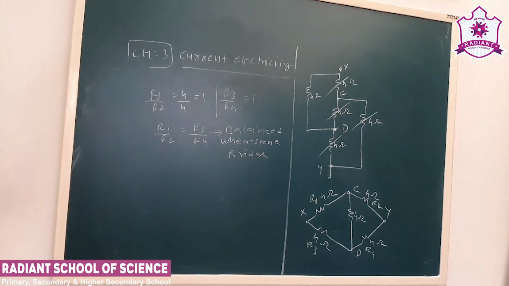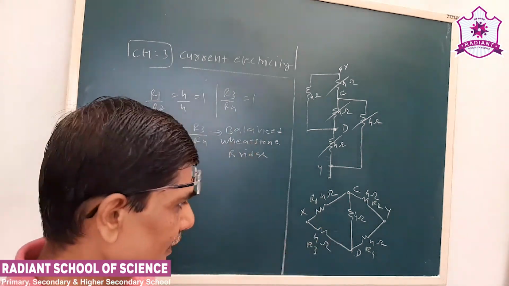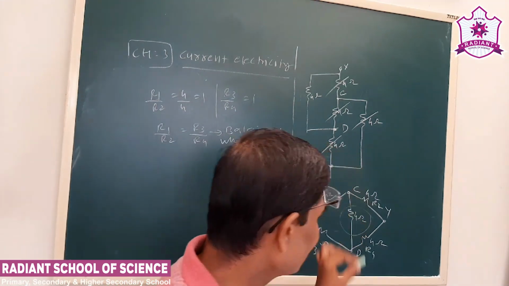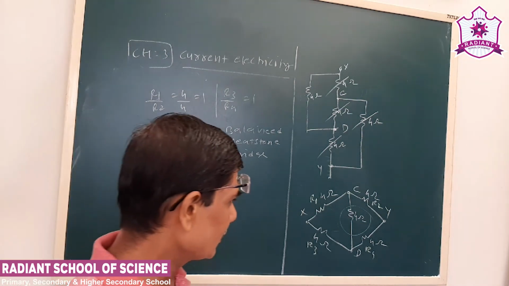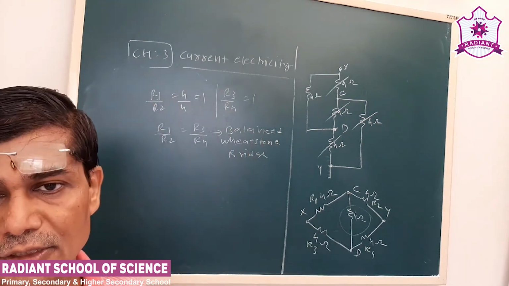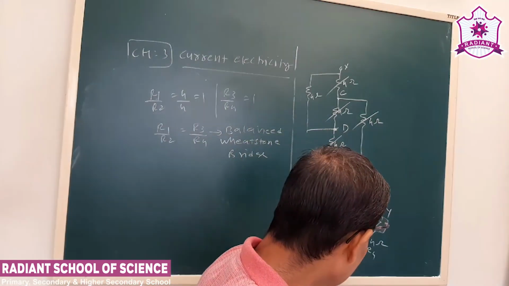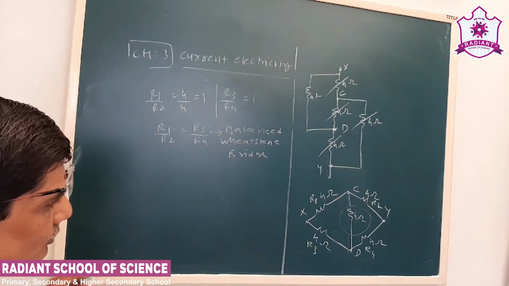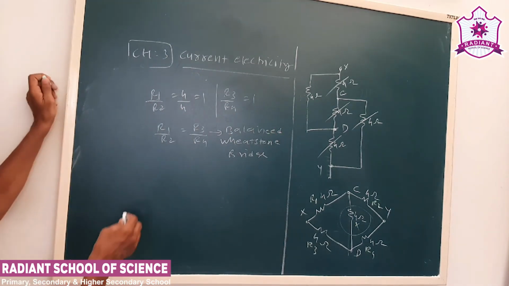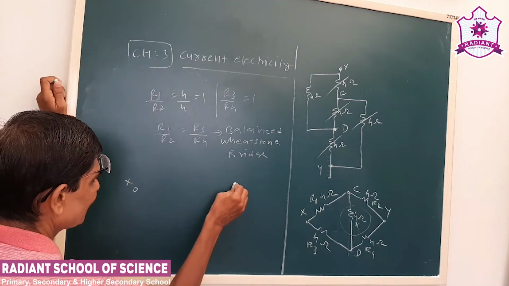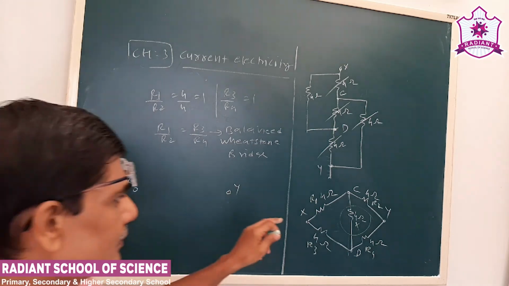That means right now we assume this resistance in place of a galvanometer. In a balanced Wheatstone bridge, the current through the galvanometer is 0. So here also in the CD branch the current will be 0, which means there is no importance of this resistor. Now again we have to draw the equivalent circuit between X and Y.